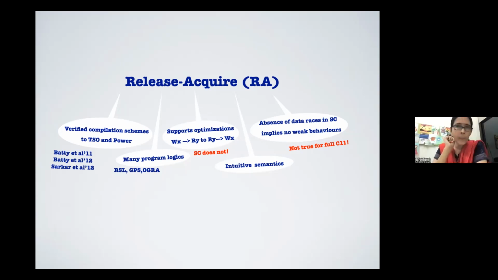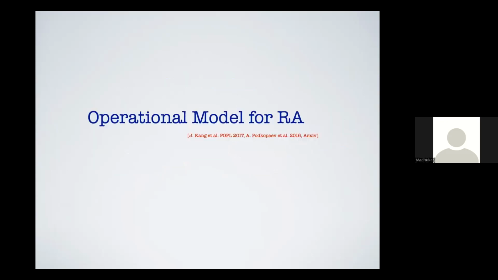Okay, so should we start looking at the operational semantics? Does it make sense? Yes, I think we should. All right, thanks. This was proposed in two or three papers, so I'm just referring to those when I talk about the operational semantics for release acquire.